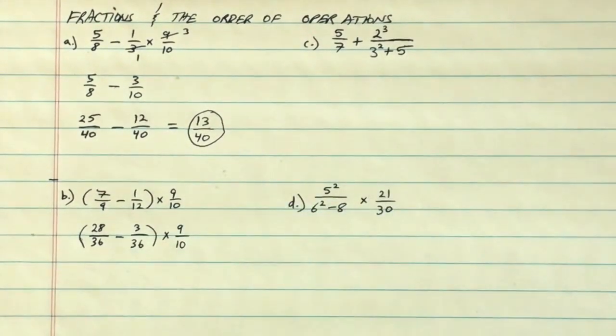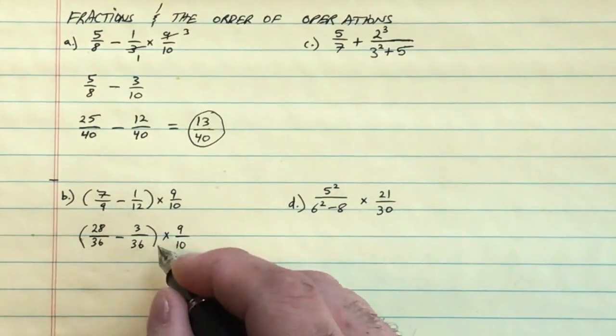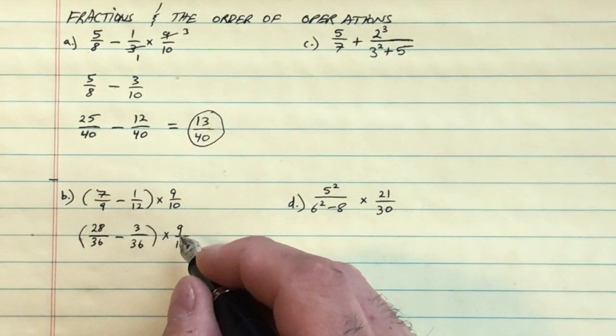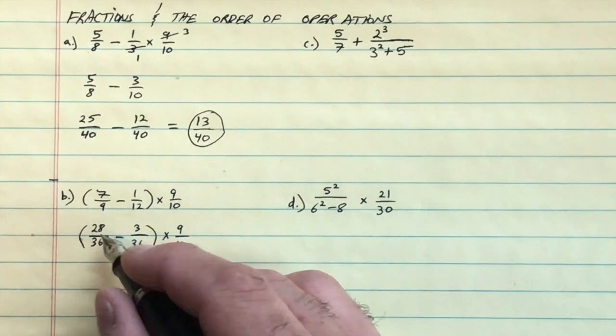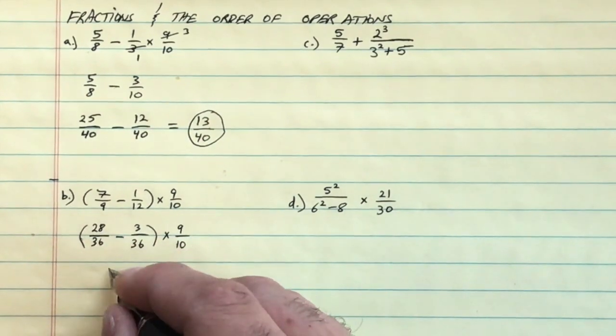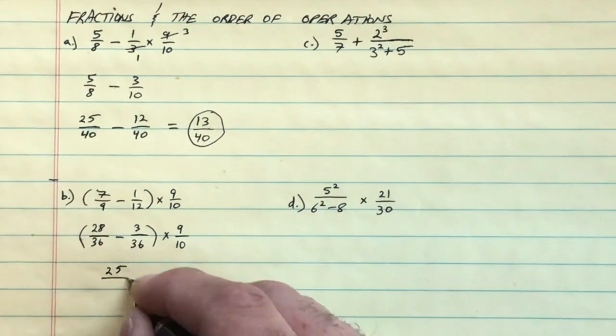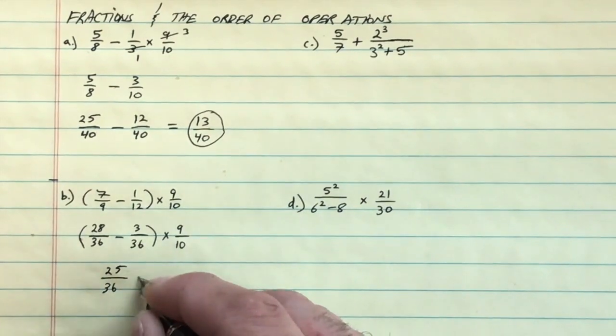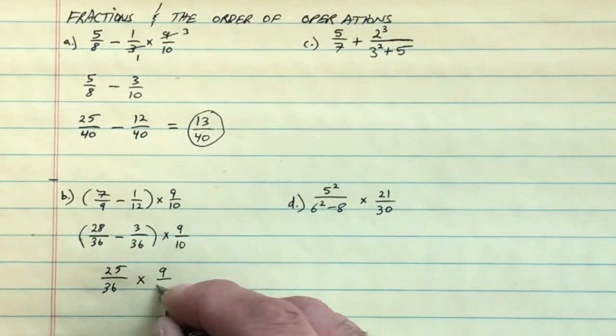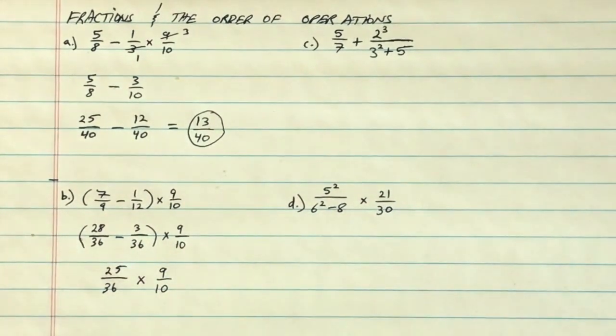So we got 28/36 minus 3/36, and that'd be 9/10. Excuse me, times 9/10. Excuse me, that wouldn't be 9/10. That's just silly. So 28/36 minus 3/36. That would give us 25/36 times 9/10. And then we do any canceling that we can do here.